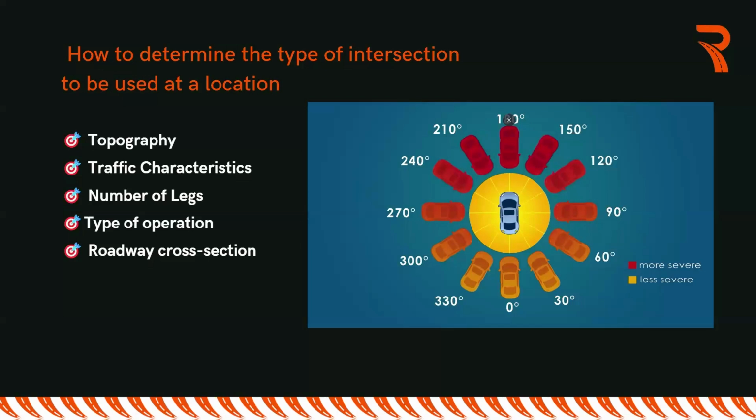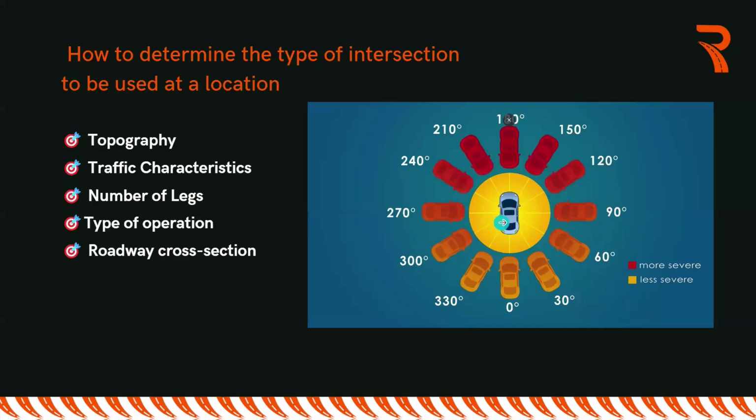And then there's the traffic characteristics. What vehicles are you expecting at this area? What is the size of the design vehicle that you're going to consider? The number of legs that you have at that specific point. And then the type of operation, ideally, this is also the angle that you think vehicles will be getting at that intersection.